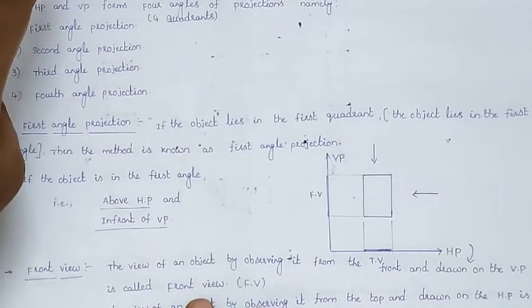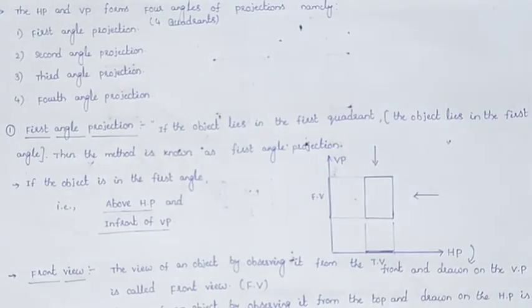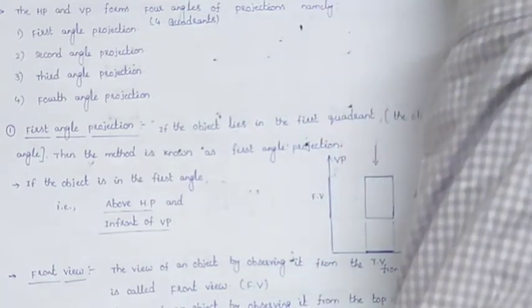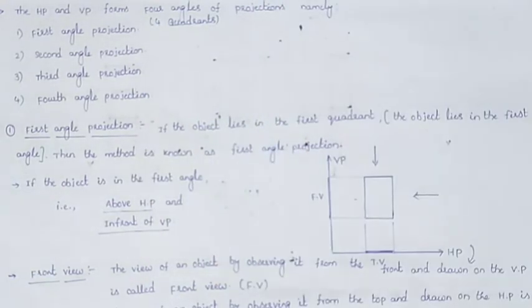I am already discussing, in this diagram, that both the horizontal and vertical planes form four angles of projections. We can call it the first angle projection, or the first quadrant, first angle projection, second angle projection, third angle projection, and fourth angle projection. In diagrammatic representation also I am representing. So suppose the object is in the first quadrant, we can treat it like that.